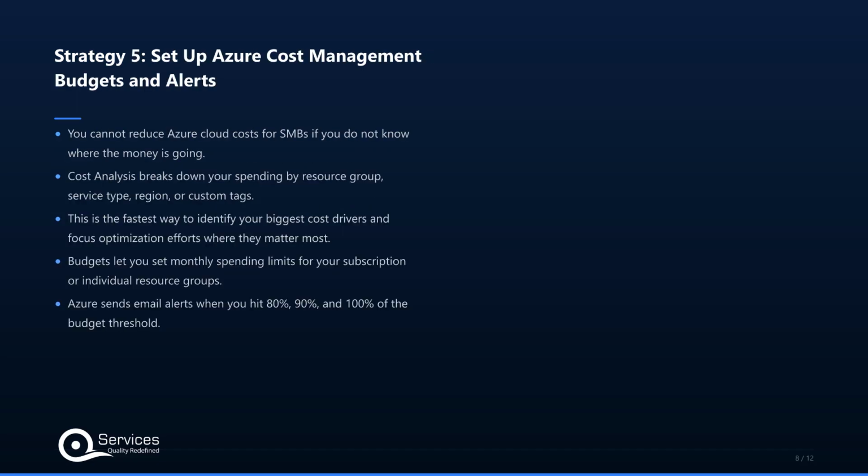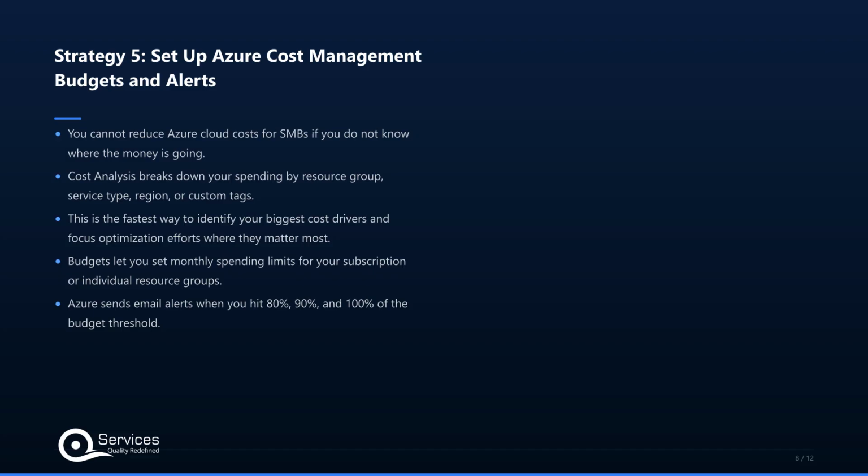Strategy 5. Set up Azure Cost Management Budgets and Alerts. You cannot reduce Azure cloud costs for SMBs if you do not know where the money is going. Azure Cost Management and Billing is a free tool built into every Azure subscription that provides spending visibility, budget alerts, and cost allocation by resource. Key features to use: cost analysis breaks down your spending by resource group, service type, region, or custom tags. This is the fastest way to identify your biggest cost drivers and focus optimization efforts where they matter most.